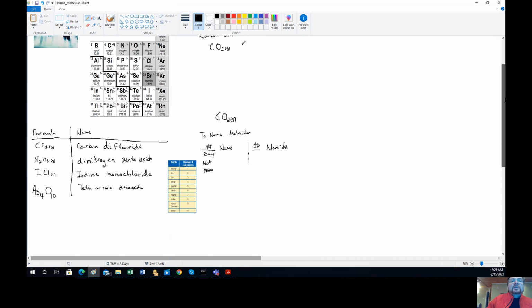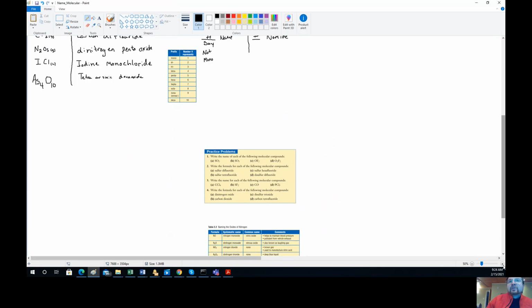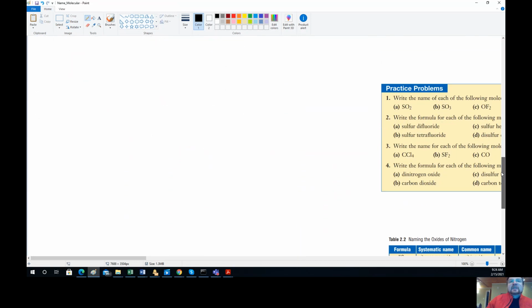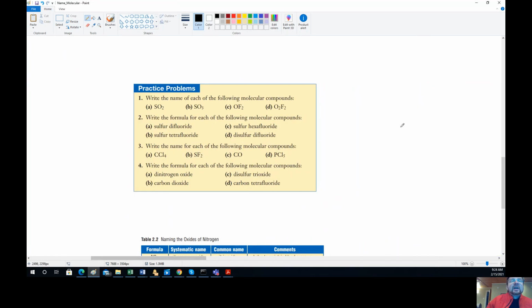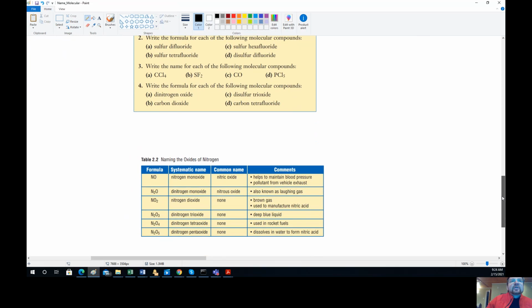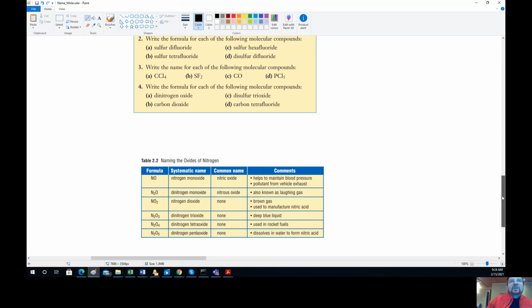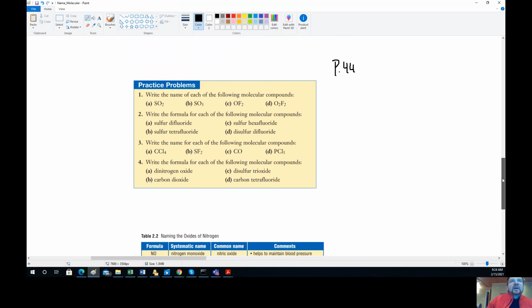I want you to now go to the textbook. These questions are from page 44. Practice these practice questions right here, 1 to 4. I've got them pasted right in here. You can check in the Moodle course. We've got the answers to all of these, and you can check those answers. This also gives you some examples of formulas and the name, and basically what these compounds are used for.